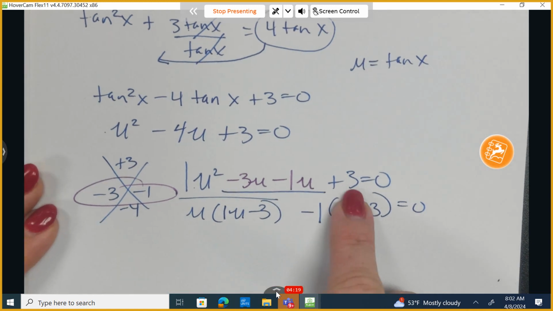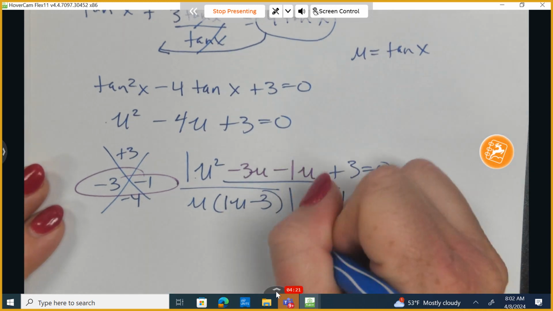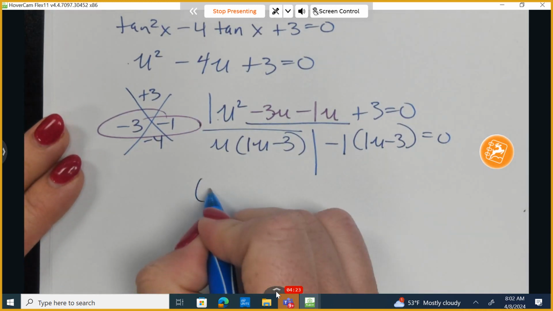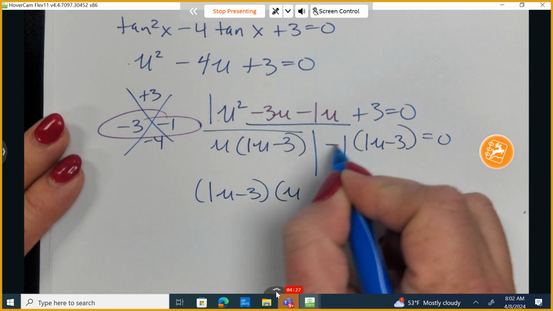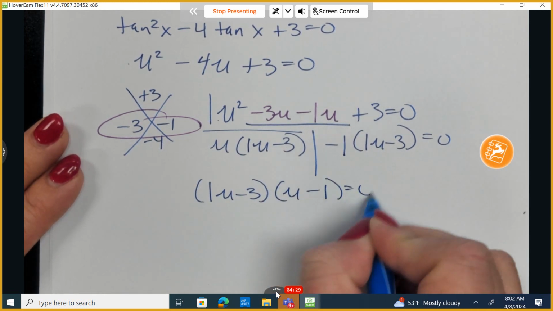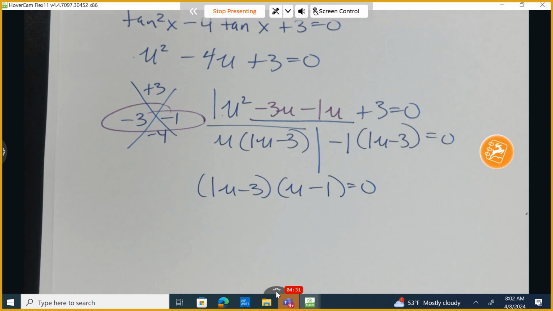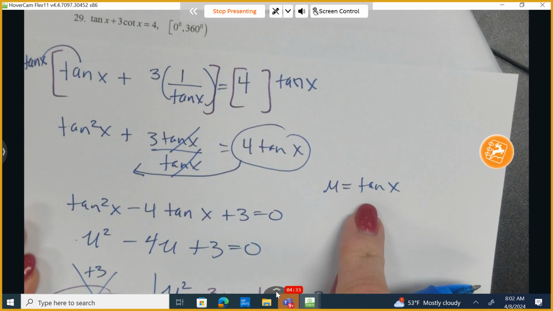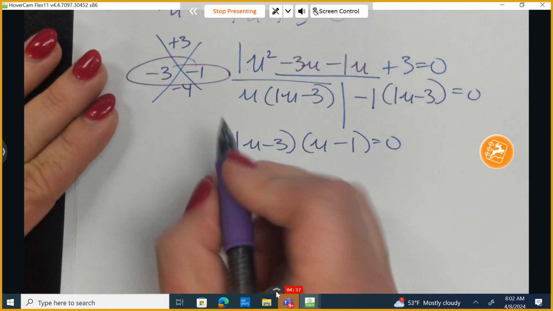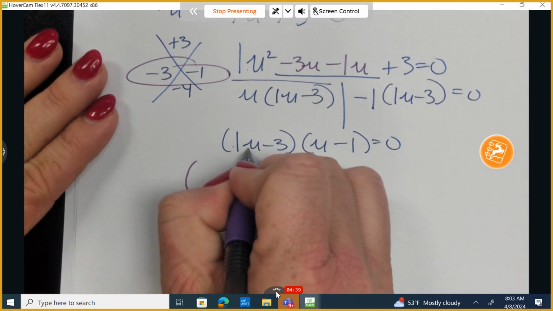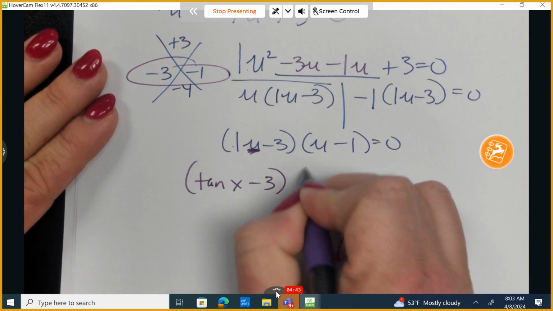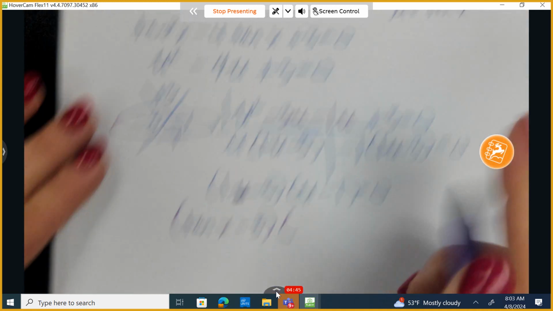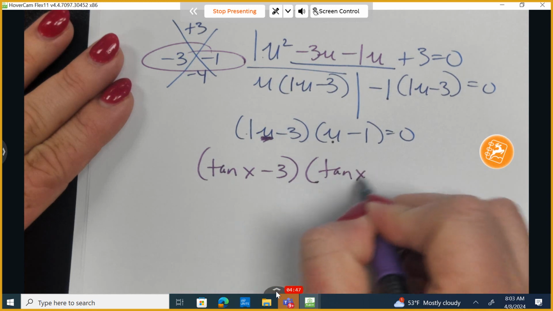Negative 1 times negative 3 is a positive 3. The front and the back both contain the parentheses u minus 3. In front of the first parentheses is u. In front of the back parentheses is minus 1. Then I go back and say, what was actually u? U was equal to the tangent of x. So I'm going to rewrite this as 1 times the tangent of x, so that's tangent x minus 3. And I'm going to replace this u again with the tangent of x.